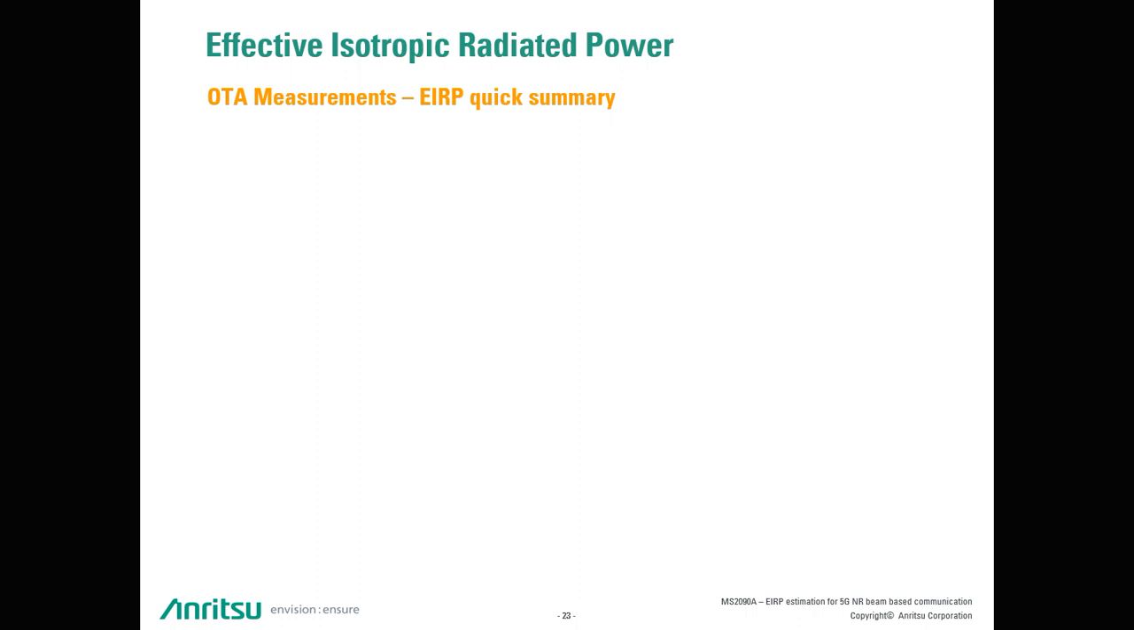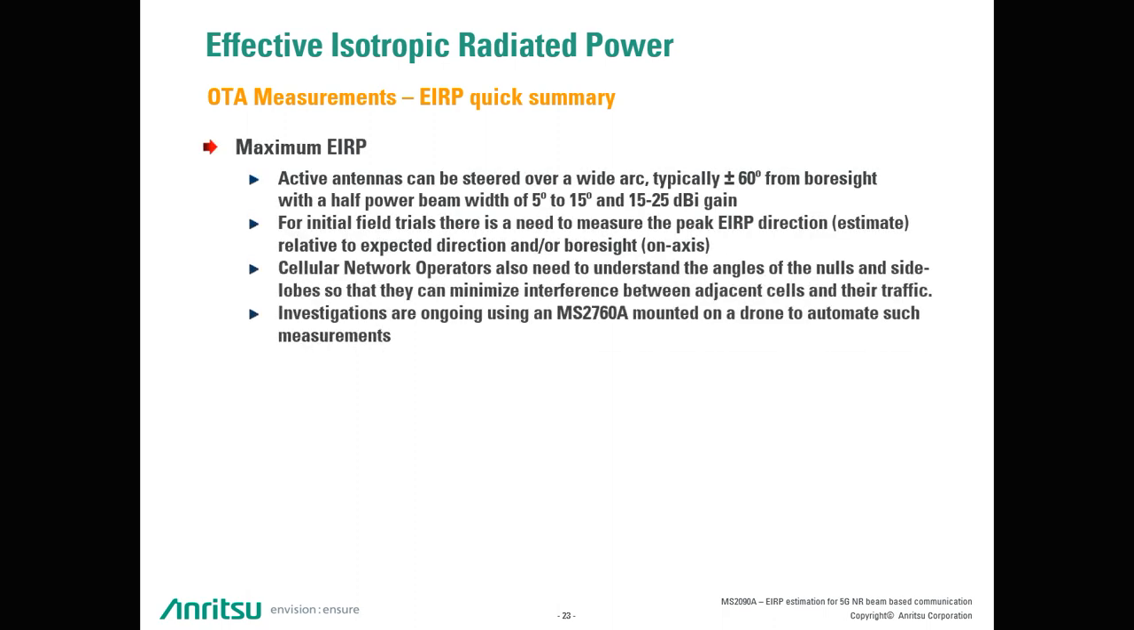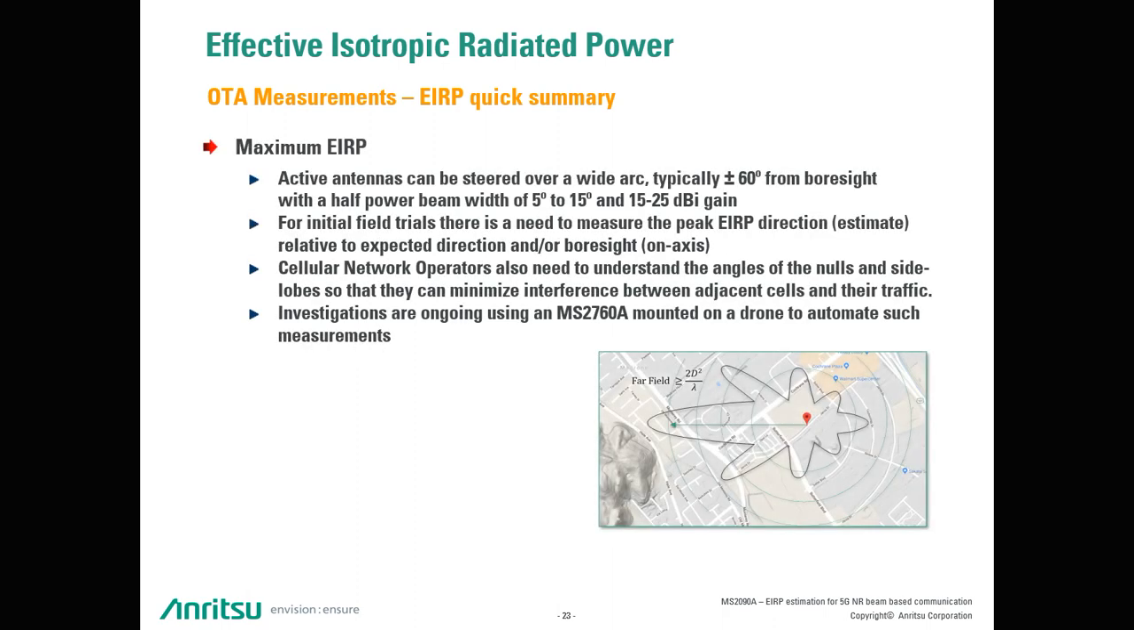Finally, let's summarize what we have heard about EIRP. Active antennas can be steered over a wide arc, typically 60 to 120 degrees, with a narrow focus beam of 5 to 15 degrees. For initial field trials, there is a need to estimate peak EIRP direction relative to expected direction and/or boresight.